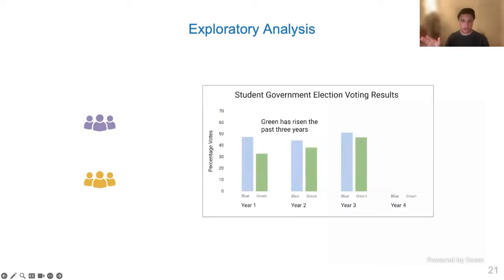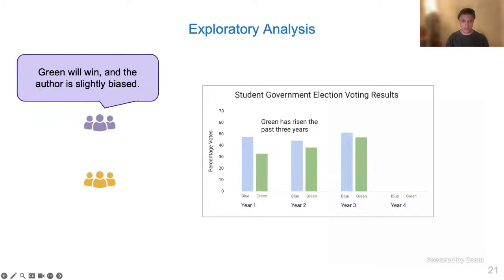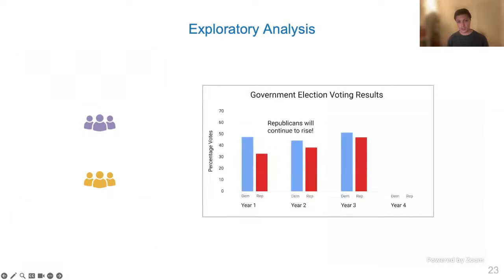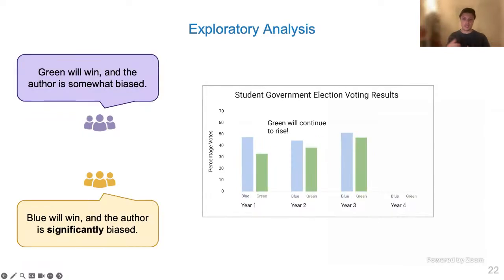So in other words, take a chart like this with the text supporting green. Participants who predict green will win see the author as only slightly biased, typically just above neutral on average. However, participants who think blue will win look at this chart and see the author as almost twice as biased as the aligned participants. And this difference increases if the text is even more biased.